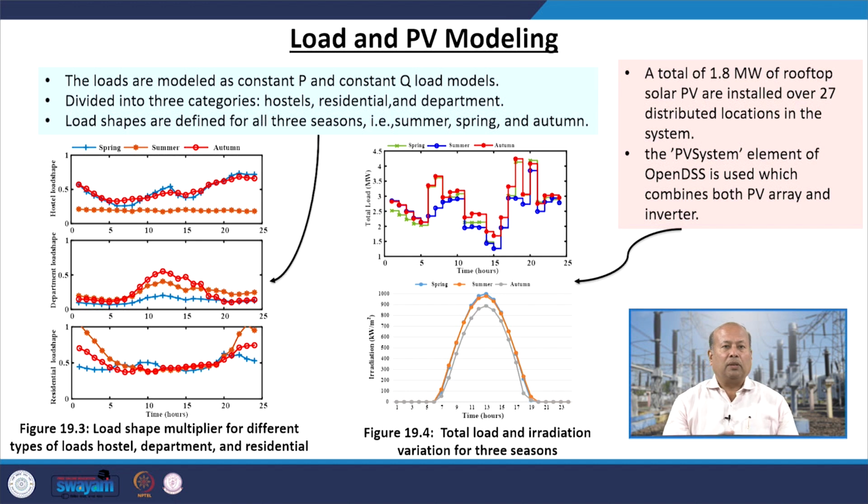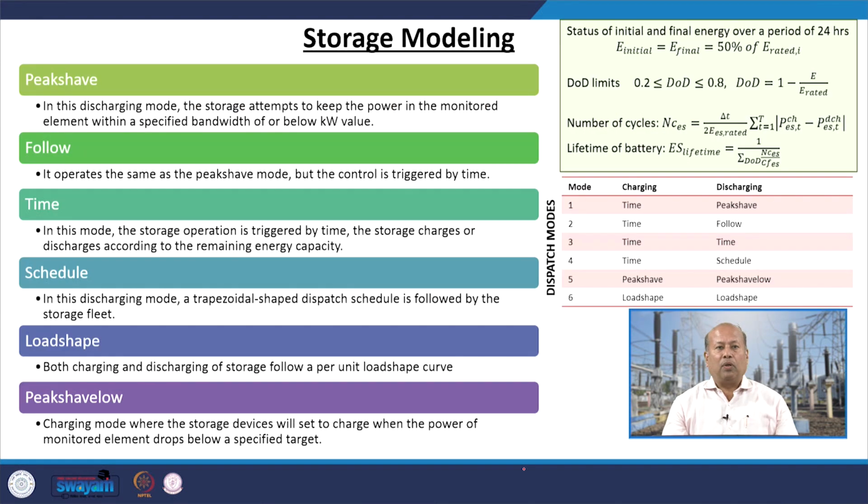The loads are modeled as constant P and constant Q load models, divided into 3 categories, that is hostels, residential, and departments. Load shapes are defined for all three seasons, that is summer, spring, and autumn. Storage modeling is carried out as a peak saver, where in the discharging mode, the storage attempts to keep the power in the monitored element within a specified bandwidth of or below a kilowatt value.